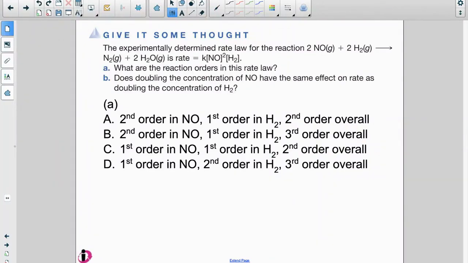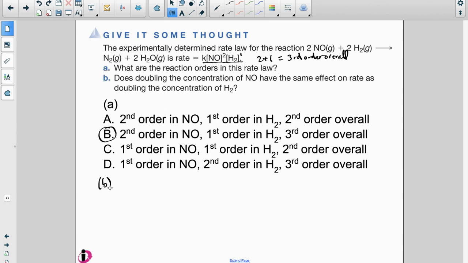So now we're going to look at some practice problems. So here's a reaction, and here's the rate law right here. And they ask, what are the reaction orders in this rate law in part A? Well, NO, the exponent is 2, so NO is second order. H2, the exponent is 1, so it's first order. And the overall rate will be 2 plus 1, so it will be third order overall when we add up the orders. So the correct answer here is B.